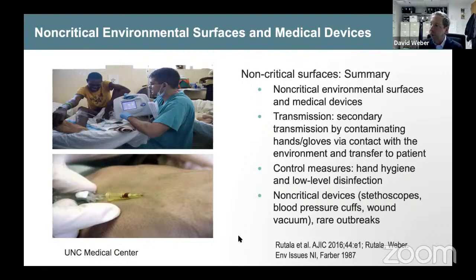Moving on to non-critical surfaces and medical devices. These are surfaces in the hospital and medical devices that touch patients, things like blood pressure cuffs, glucose monitors, and other things, you know, wheelchairs and others. Transmission can be direct to the patient or secondary by contaminating the hands of healthcare providers. Control measures are appropriate hand hygiene, which could be a waterless alcohol wash or soap and water, or soap and a disinfectant antiseptic, of the hands before and after touching every patient, and on devices, low-level disinfection. Outbreaks have been uncommon, but some have been reported. Again, most outbreaks are from failure to follow the simple rules that we have for disinfection and for hand hygiene.